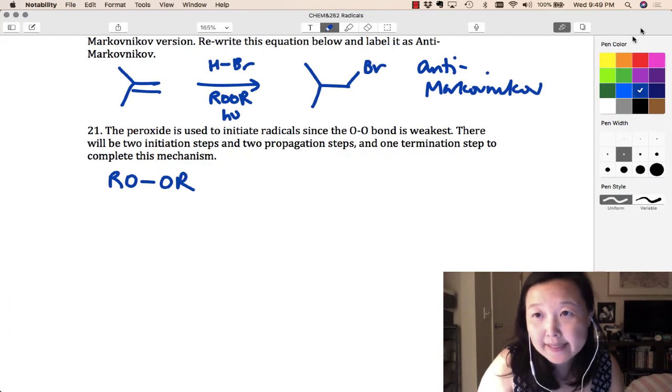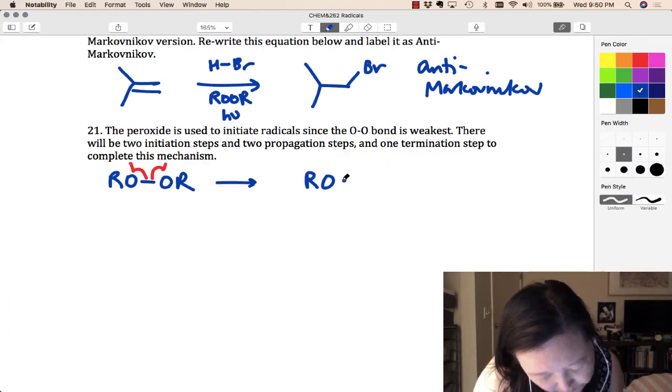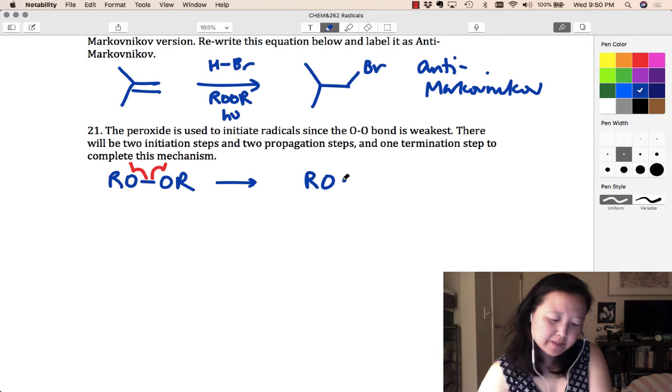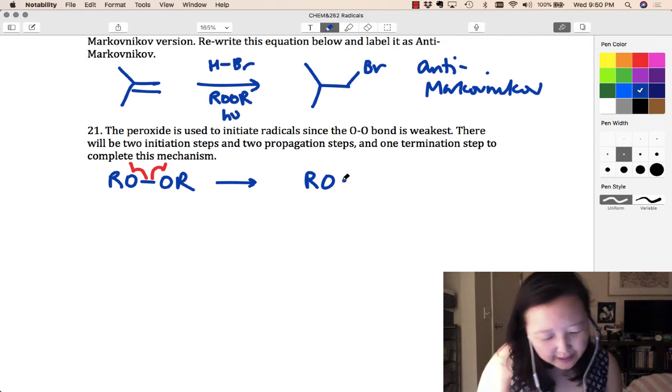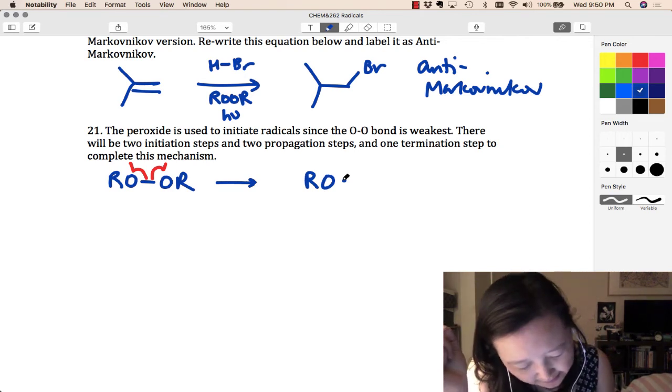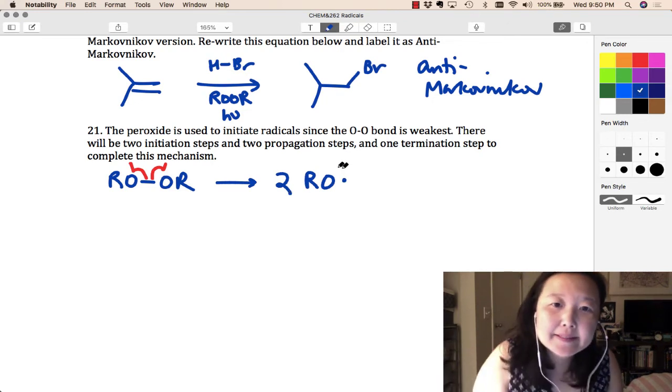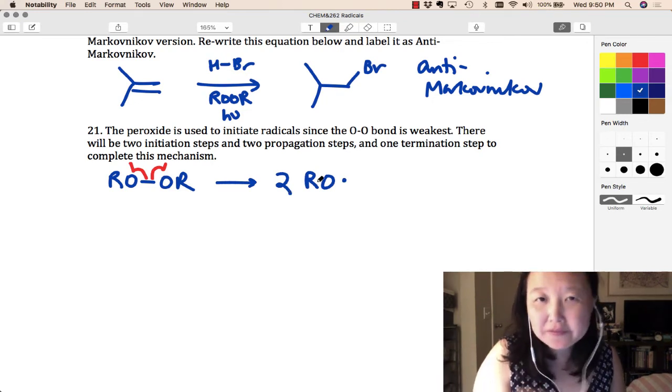So that's going to look like this. We're going to generate two oxygen radicals from this peroxide breaking in half. And so that's the first step. This peroxide is the initiator. It's sort of like a catalyst. It gets the radicals going.